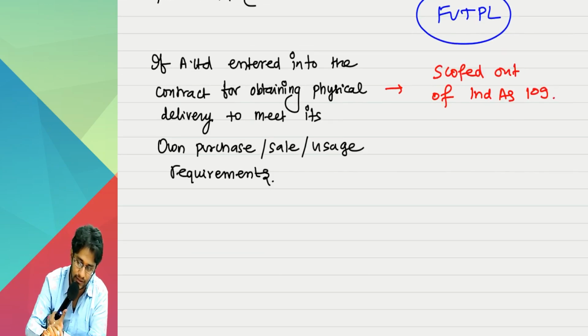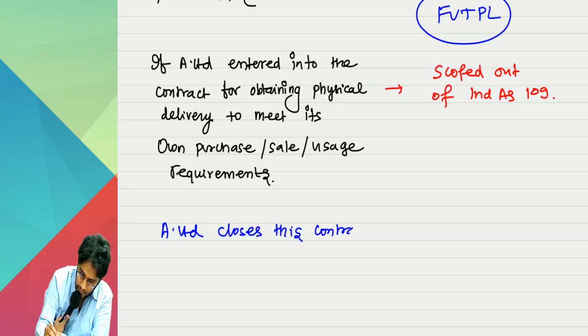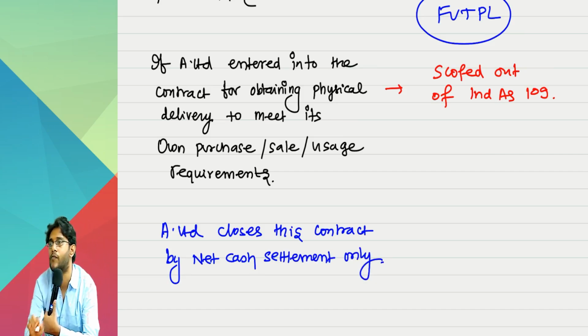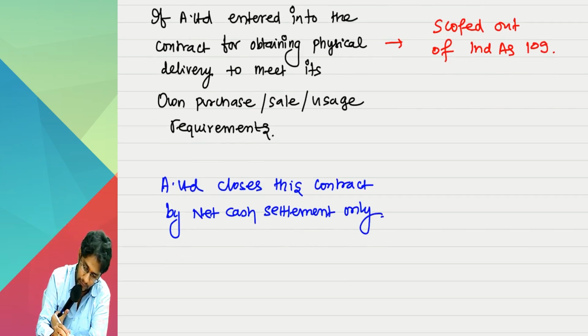Let's say other cases, they are interesting. A Limited closes this contract by net cash settlement only. What is the meaning of net cash settlement? I agreed to buy at 500. Let us say at 3 months' time, the market price of copper is 650 per kg.